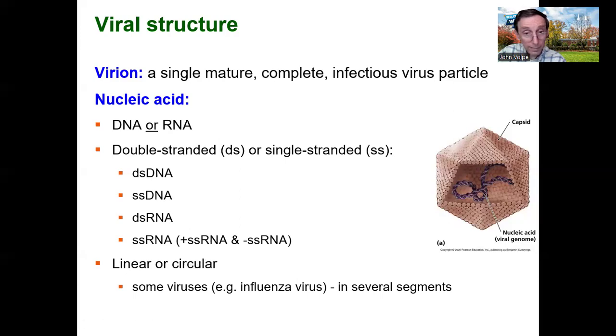Some viruses can have their genome in several segments. There's only one I'm going to talk about. Influenza virus has its genome in several segments. And this should be familiar to you because the human genome is in several segments. We call each of those segments a chromosome. Any question about any of that? All right.